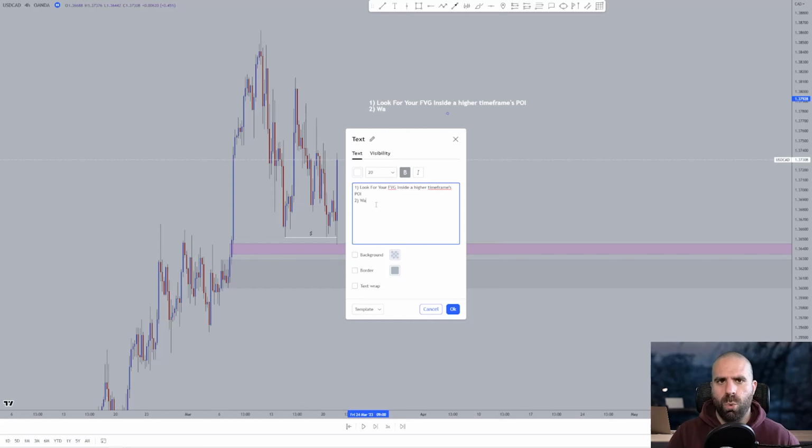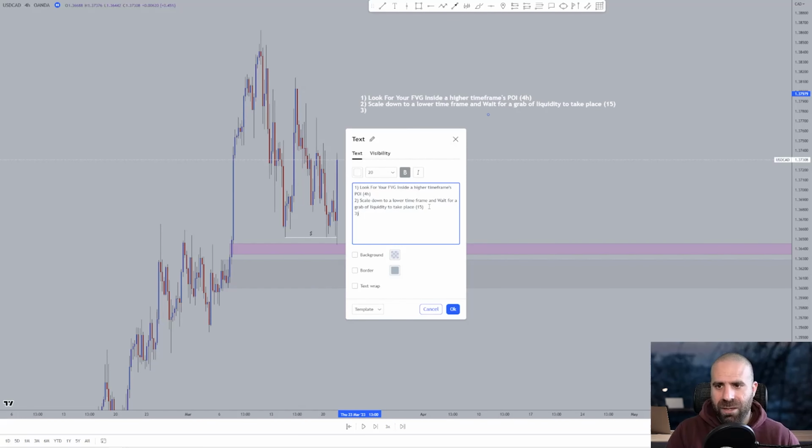Number two, wait for a grab of liquidity. Very important as well. This needs to happen. Actually, I will write down: scale down to a lower time frame and wait for a grab of liquidity to take place. Okay, in this occasion, here we started by identifying our POI, our point of interest, on the 4-hour time frame, and then we identified more clearly the grab of liquidity on the 15-minute time frame.